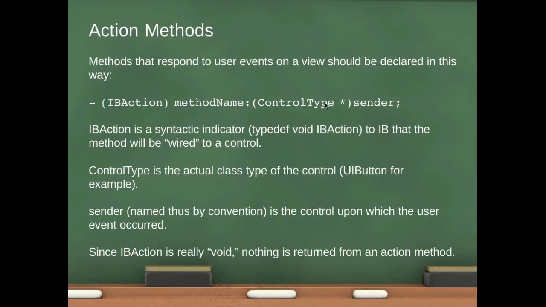We can also declare this to be of type id because we know that id means any object. But then if we're going to do anything with the sender, we need to make sure that the sender is really a button or really a segmented control or really a text field or whatever it is. So this parameter should really be typed to save ourselves some trouble. Sender, of course, is named thus by convention. It's the control upon which the user event occurred. The button press, the segmented control value changed, whatever. And, of course, since IB action is really void, nothing is returned from this action method. Okay.